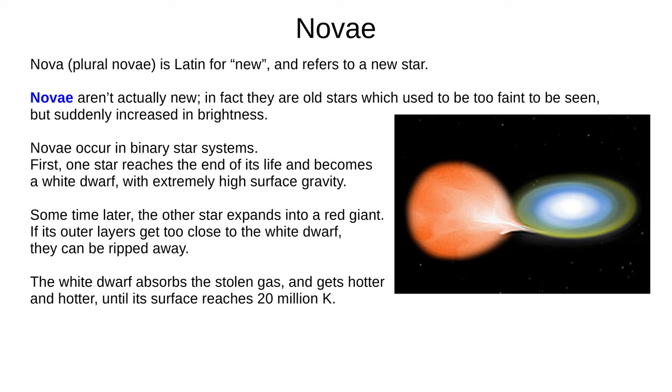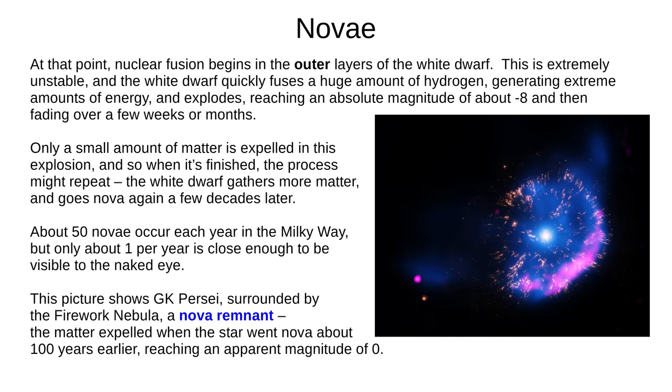First, one star reaches the end of its life and becomes a white dwarf with extremely high surface gravity. Sometime later, the other star expands into a red giant. If its outer layers get too close to the white dwarf, the white dwarf's extreme gravity can rip away some of the red giant's matter. The white dwarf absorbs the stolen gas and gets hotter and hotter until its surface reaches 20 million Kelvin. At this point, nuclear fusion begins in the outer layers of the white dwarf.